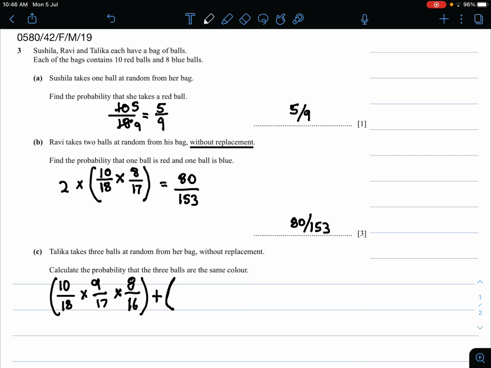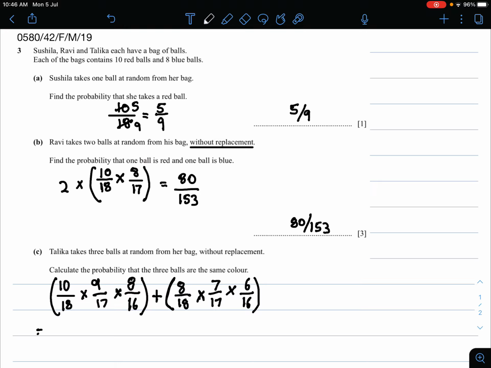So for blue balls, there are 8 blue balls out of 18. So for the first pick, this will be the probability, multiplied by, in the second pick, one blue ball isn't there because it isn't replaced. So 7 divided by 17 multiplied by 6 divided by 16, because now 2 blue balls are taken out.